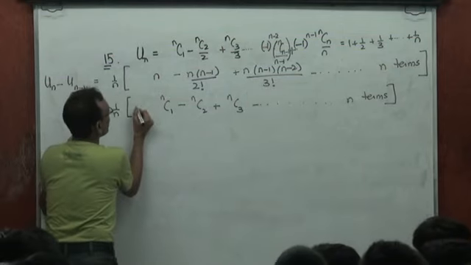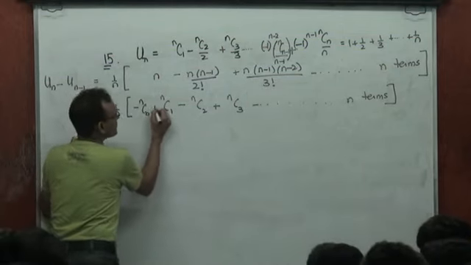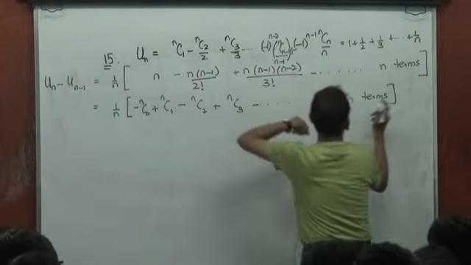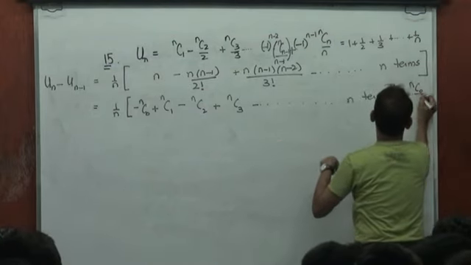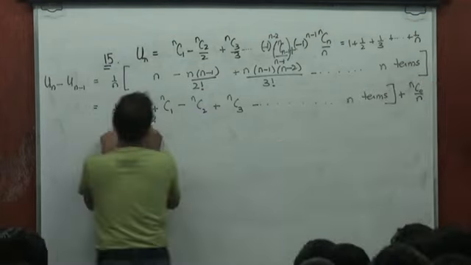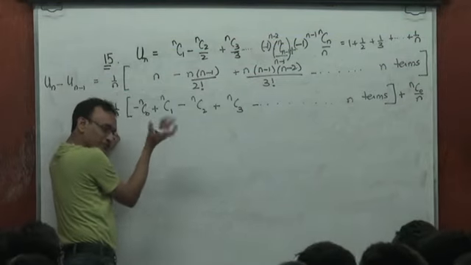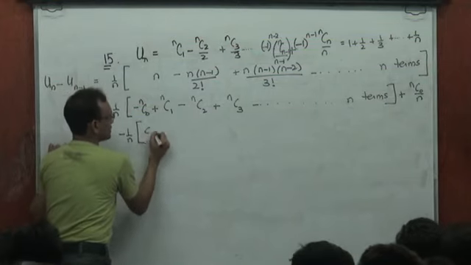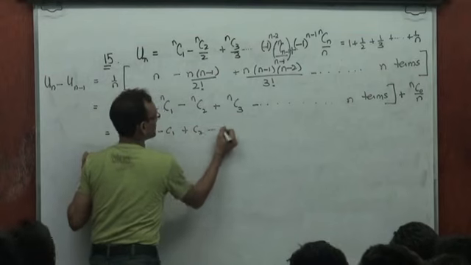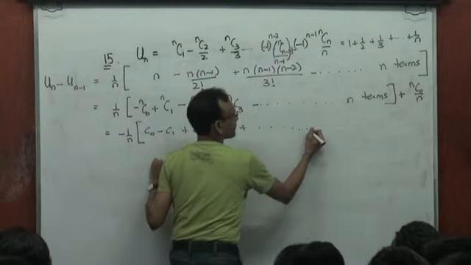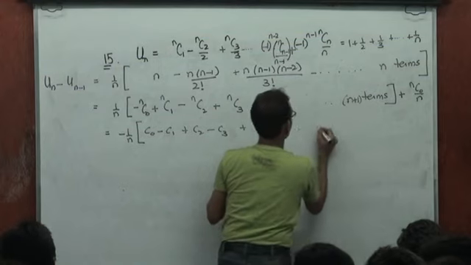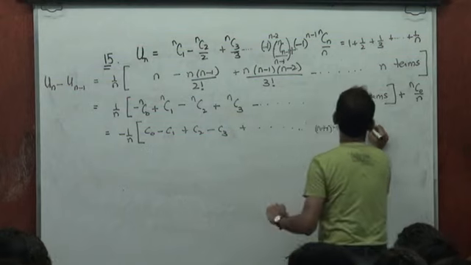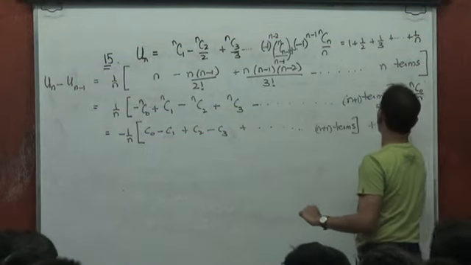what's missing here is a minus nC0. To complete the spectrum, I subtract nC0 and then add nC0 by n, so that the plus nC0 by n and minus nC0 by n would cancel off. This realizes minus 1 by n, C1 minus C2 plus C3 and so on, now they would be n plus 1 terms. And then nC0 by n is 1 by n.